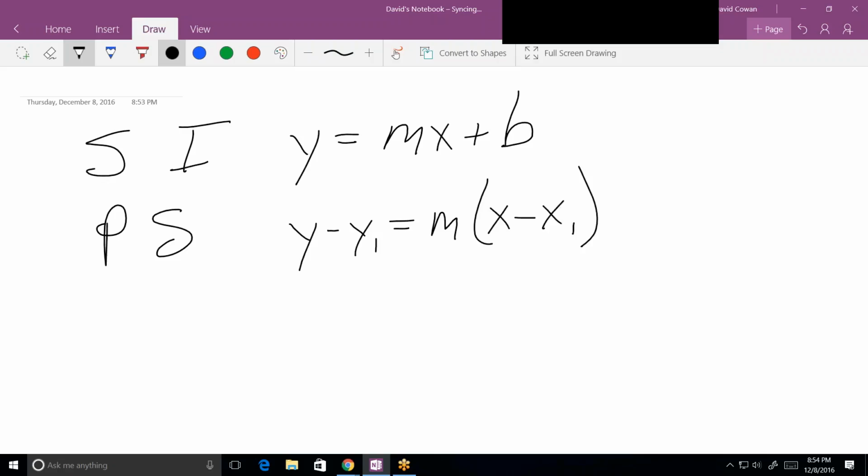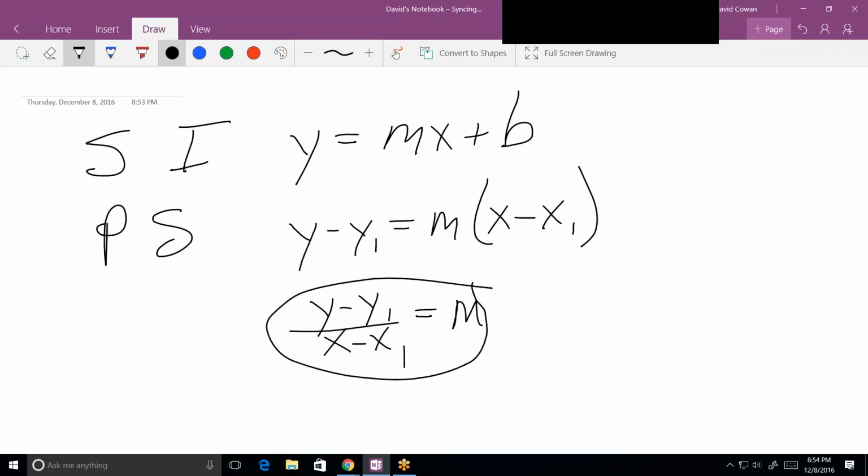Now, to memorize this, think of dividing both sides by x minus x sub 1. What would you have? You would have m equals rise over run. So that should make it a little easier to memorize. In other words, if you always remember m is rise over run, then the point slope has to be this and nothing else.